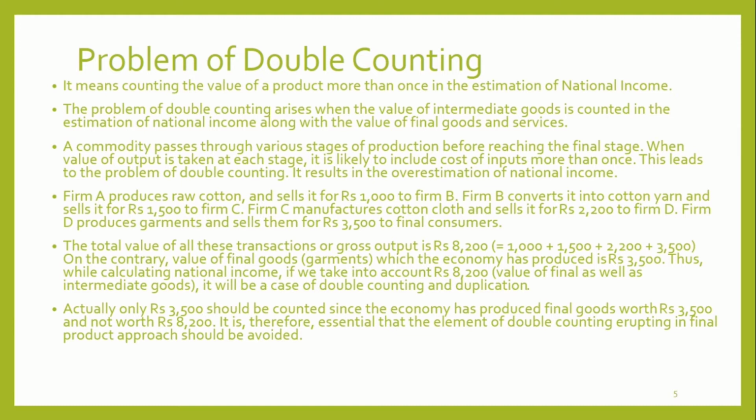Actually, only rupees 3500 should be counted since the economy has produced final goods worth rupees 3500 and not worth rupees 8200. It is therefore essential that the element of double counting arising in the final product approach should be avoided.